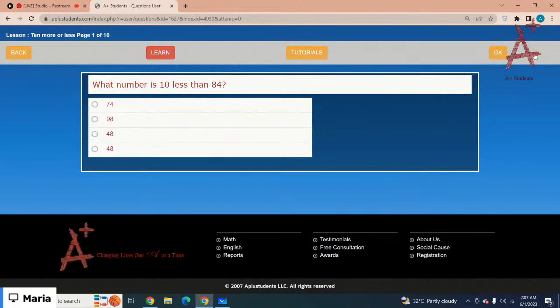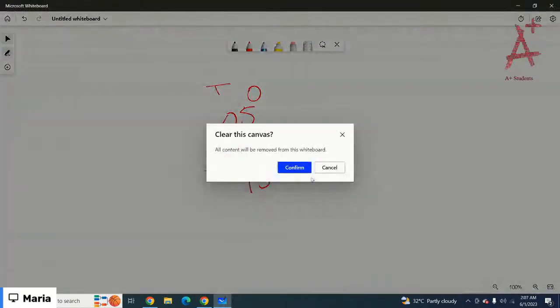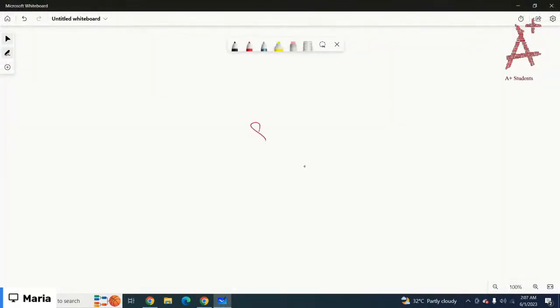The next one is which number is 10 less than 84? 10 less than 84 means you have to subtract 1 from the digit at the tens position. Here is 84. So 4 is at the ones position and 8 is at the tens position. Just subtract 1 from the tens digit. The ones digit is exactly the same. So 8 take away 1 is 7. That means 10 less than 84 is 74. So the correct option is 74.